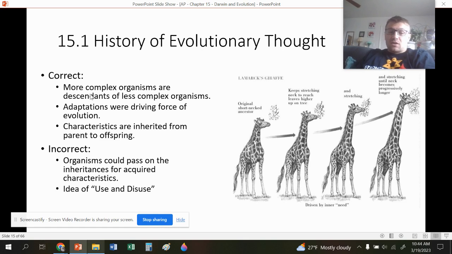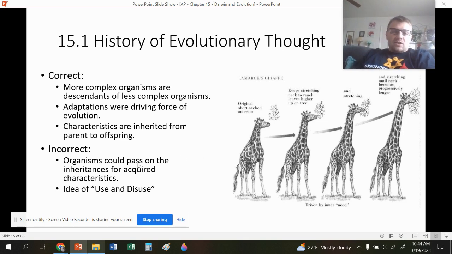Now, he was correct in a lot of different ways. He understood that more complex organisms come from less complex organisms. Adaptations are the driving force of evolution, like the long neck in giraffes. And that characteristics are inherited from parent to offspring. Remember, we're in the 1800s. We don't know about genetics. We know about cells, but we don't know how genetics are passed on.